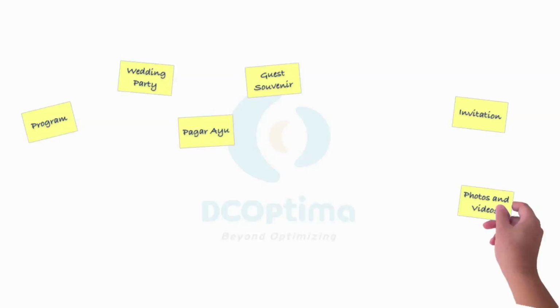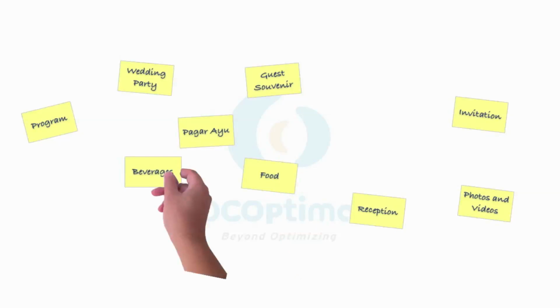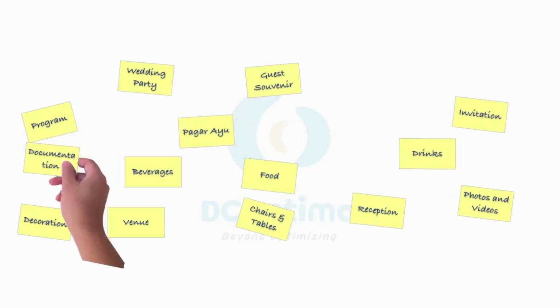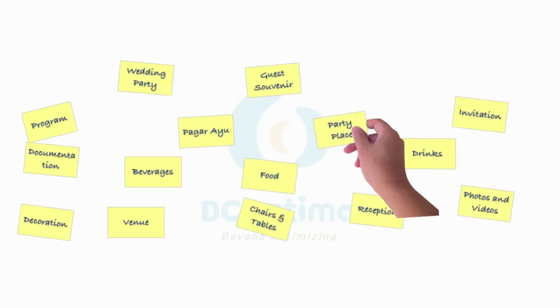In a wedding party you need to have a program. Do not forget about the invitation. We will provide the invitees with a souvenir. Then the receptionist will be one of the deliverables. In Indonesia it is called pagar ayu. We need to do the photos and videos. Oh yeah, as the major deliverable we will put reception. Of course food would be one of the deliverables. Beverages as well. Don't forget to mention the venue, including chairs and tables. Decoration as well. How about drinks, documentation, and party place?